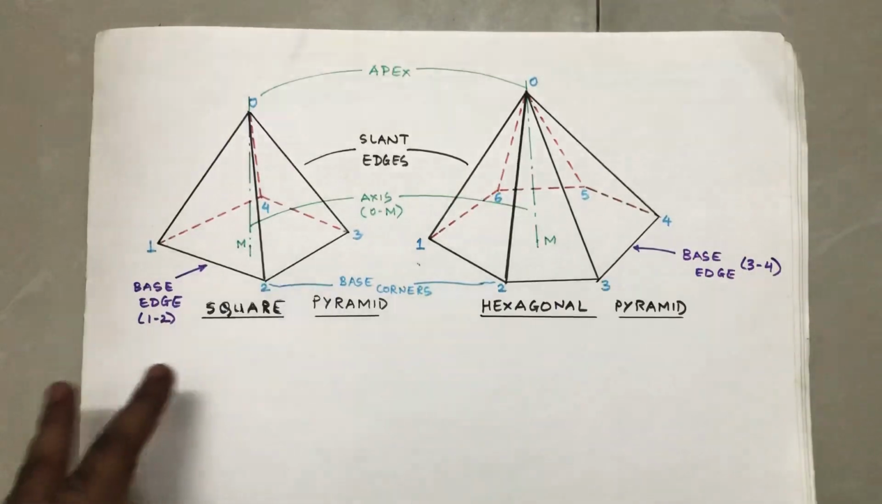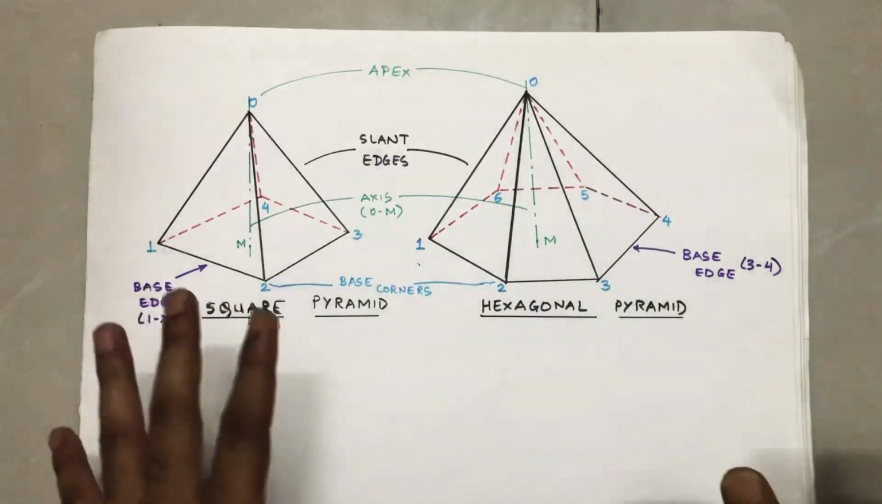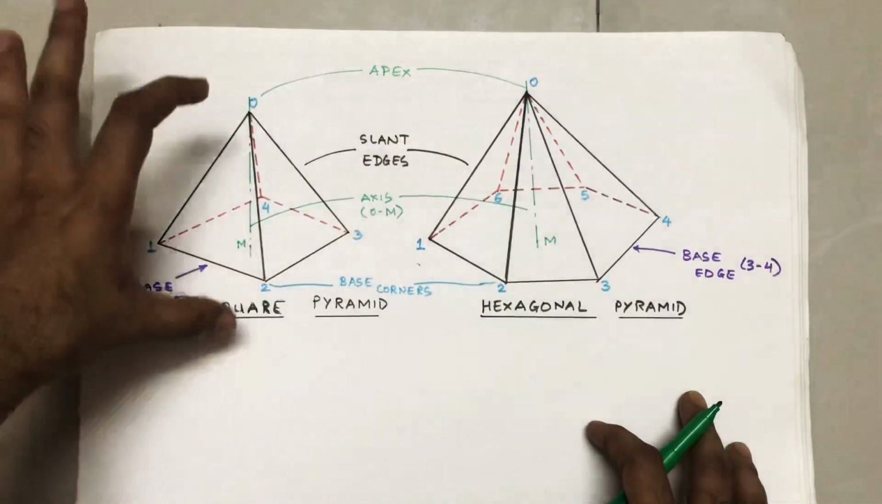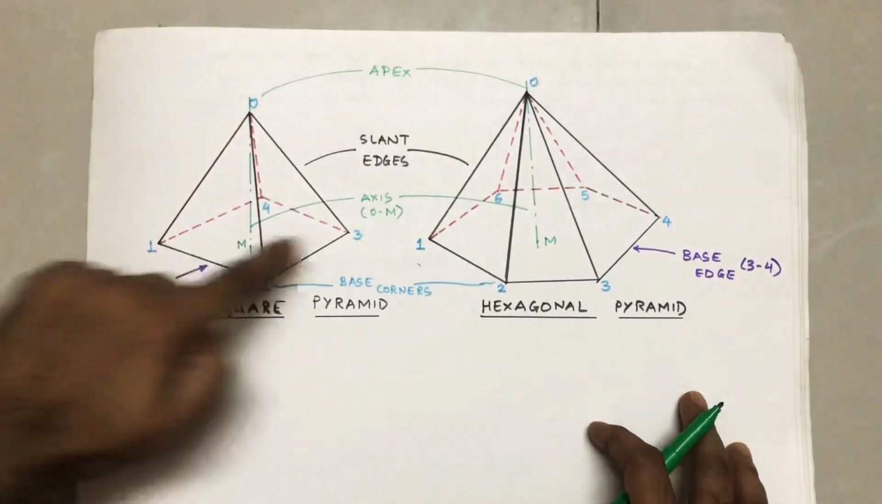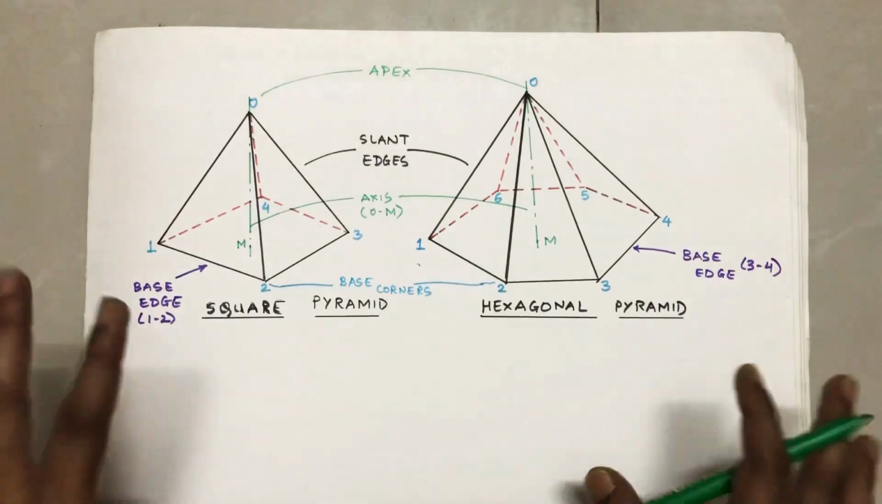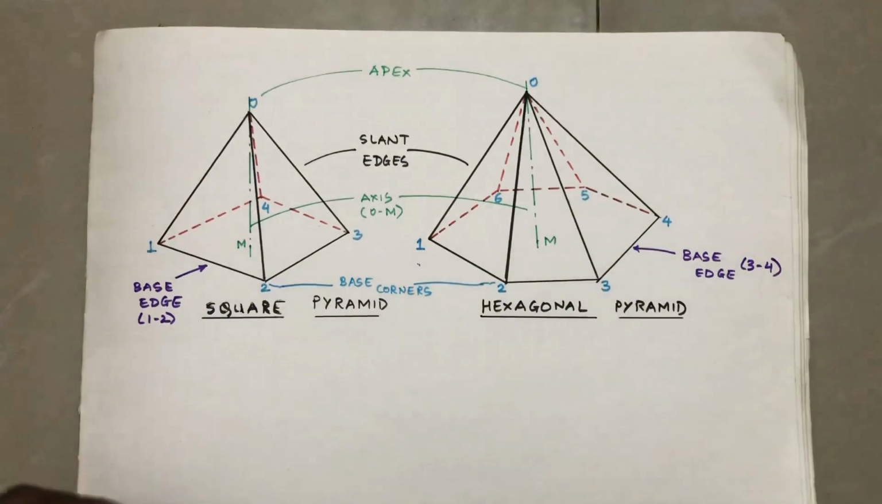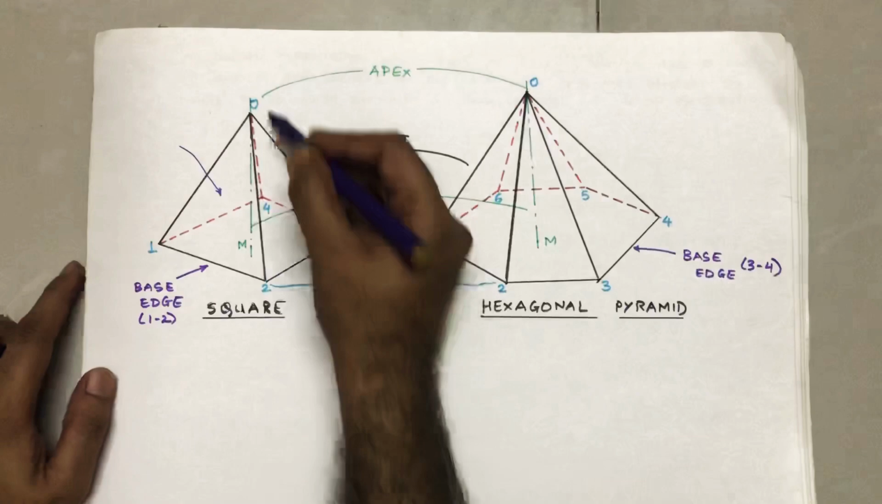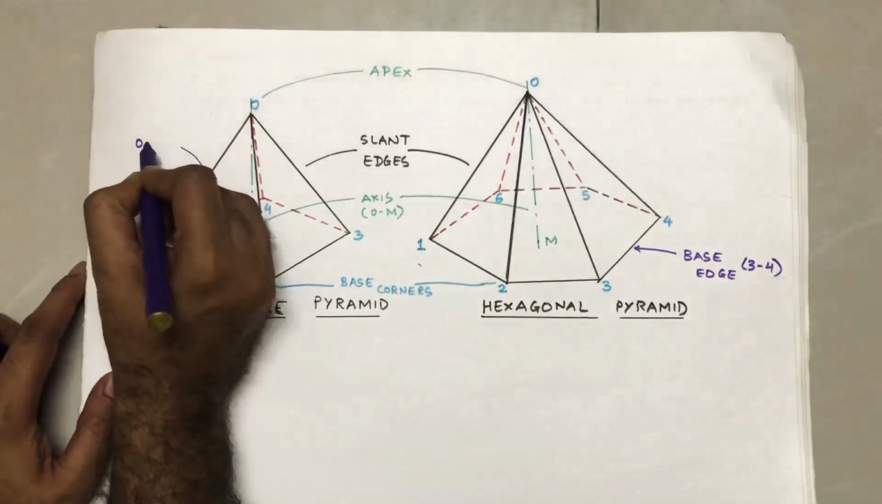Those are called oblique solids. Now we are not going to talk about those solids. We are going to talk about right rectangular solids here, solids whose axis is perpendicular to the base. Now, there is one very important naming that we should always remember in case of a pyramid. And that is this.